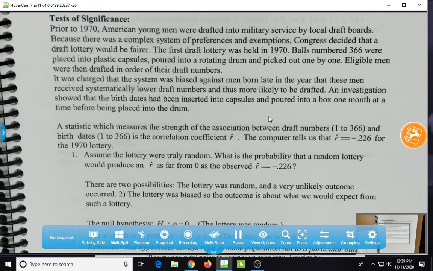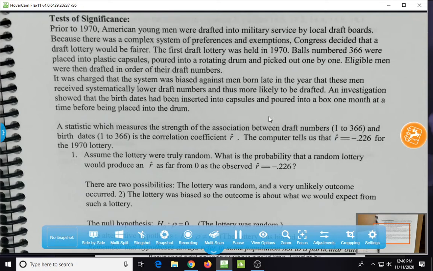So the computer tells us that the sample correlation was negative 0.226. Is this too unlikely to happen by chance? Well, there are 2 possibilities. The lottery was random and this was a very unlikely outcome, or the lottery is biased, so that the outcome is about what we expect from such a lottery. So what would be our null hypothesis? That the lottery is random. Our alternative hypothesis is that it's biased.